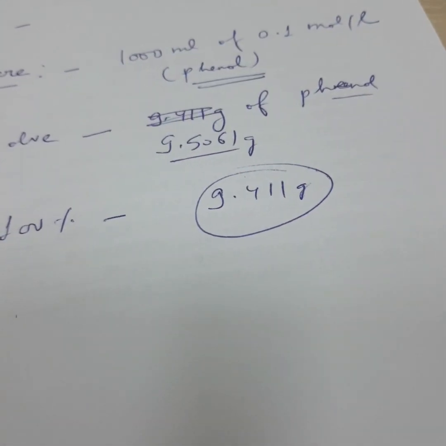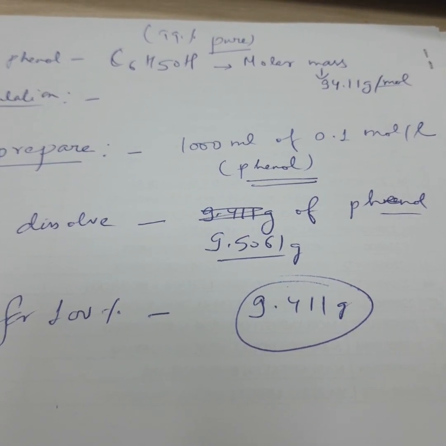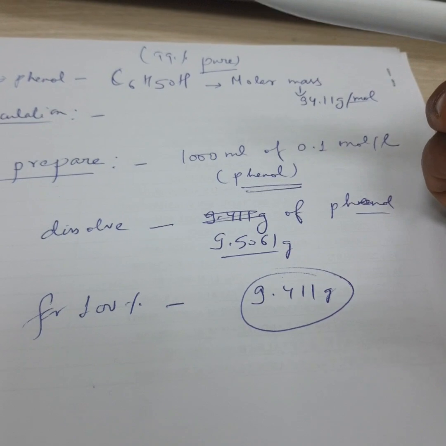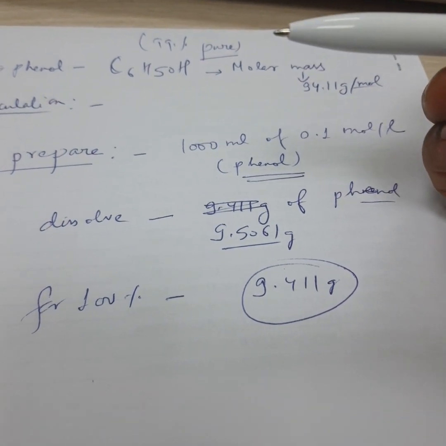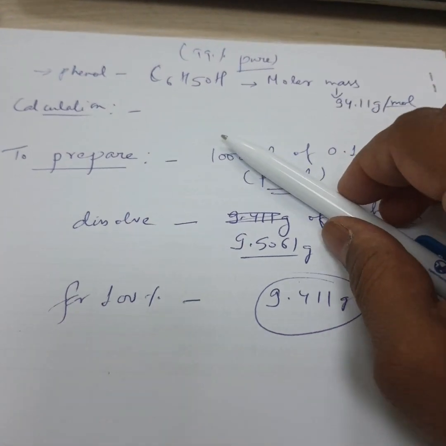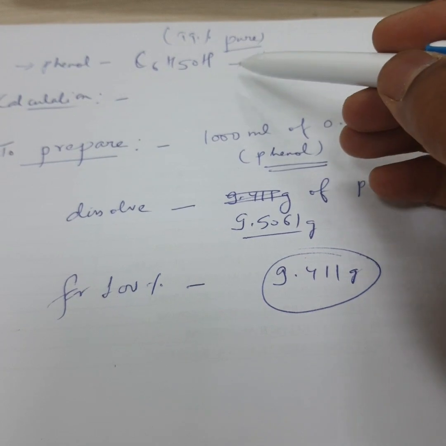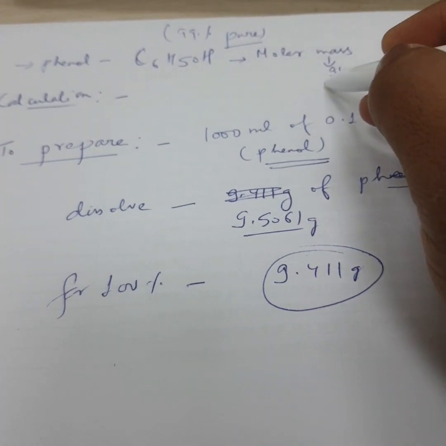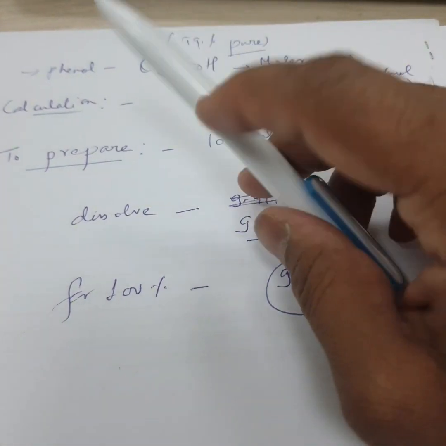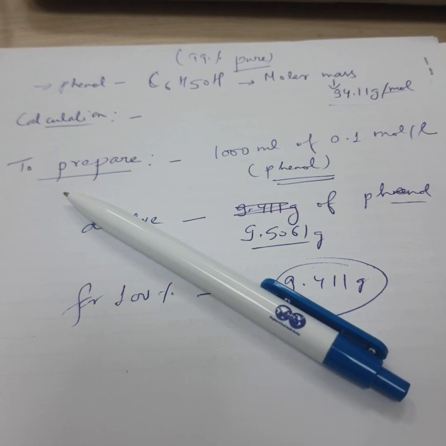Hello friends, today we will see in the laboratory how we prepare the stock solution for the compound that is phenol. Phenol is also known as carbolic acid, phenolic acid, or benzenol, and the formula is C₆H₅OH, and the molar mass is 94.11 gram per mole.